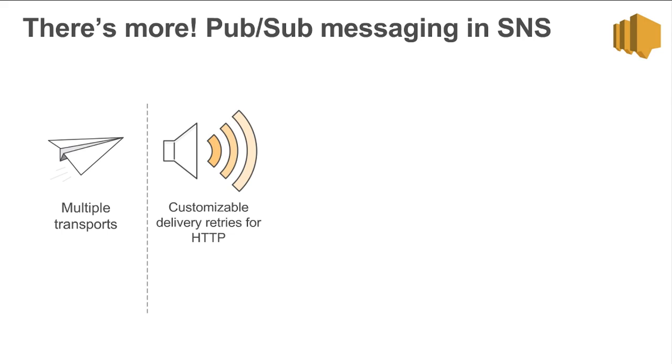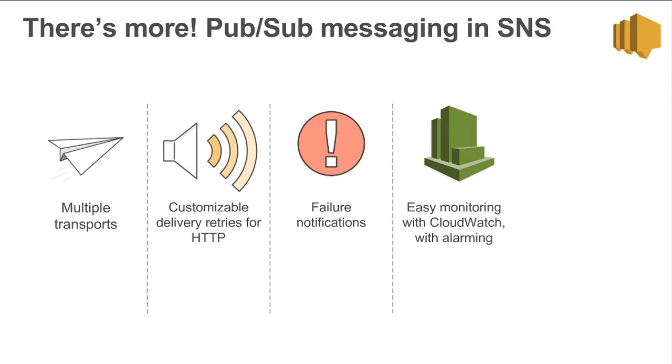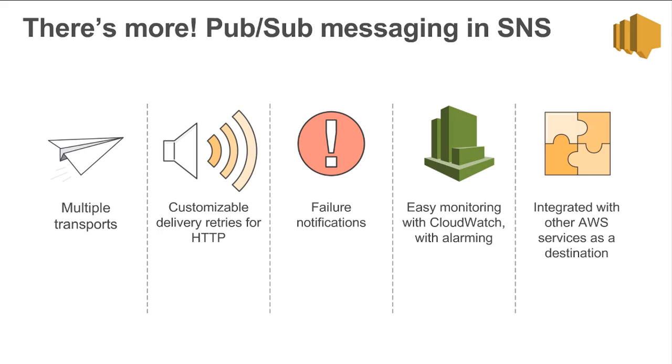SNS also provides customizable delivery retries for HTTP. So you get to decide how frequently the retries for HTTP delivery endpoint should happen and how many times. It provides you with failure notifications. If the delivery to an HTTP endpoint fails or to a mobile device, you will be notified if you configure it. It's also tightly integrated with CloudWatch, so you can easily look at the metrics, how your topics perform, and set alarms on it. And it's also integrated tightly with other AWS services. Most of the services that publish to SQS will also allow you to hook up an SNS topic as a destination.